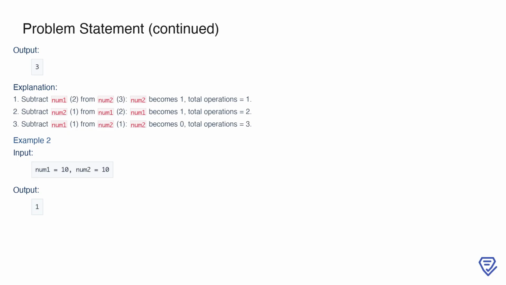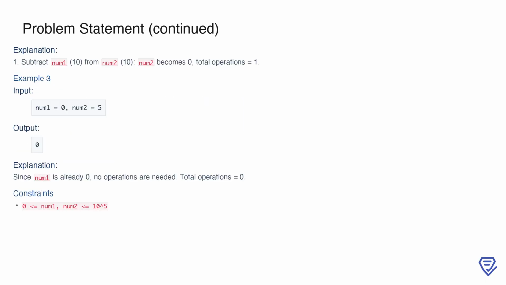In the second example, both number 1 and number 2 are initially 10. Subtracting one from the other immediately makes one of them 0, so only one operation is required, and the output is 1. In the third example, number 1 is 0 and number 2 is 5. Since number 1 is already 0, no operations are needed. The output is simply 0.